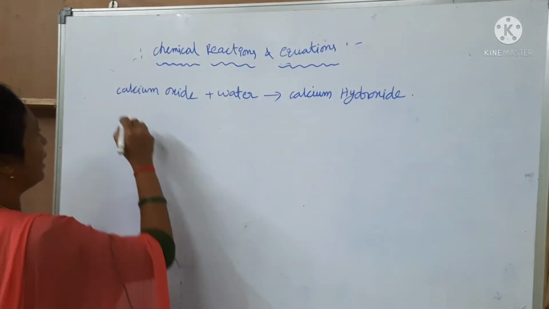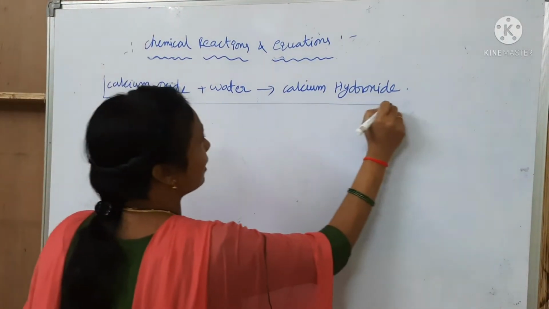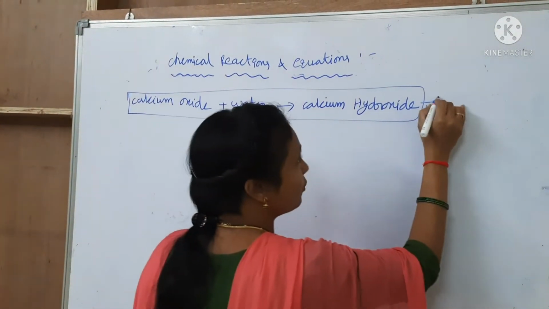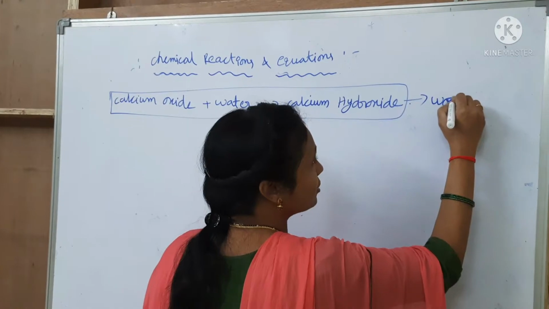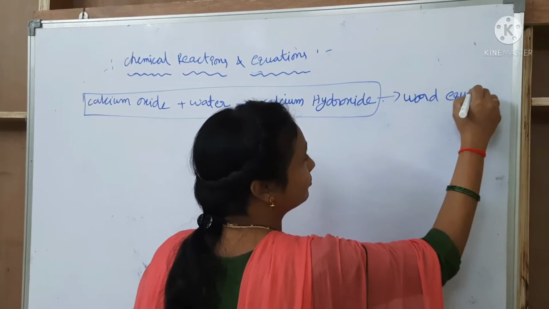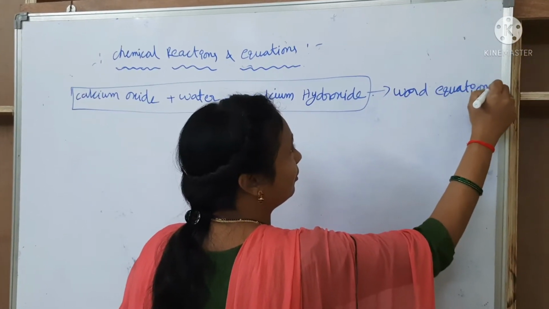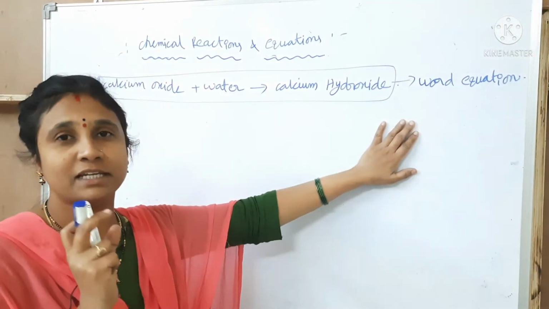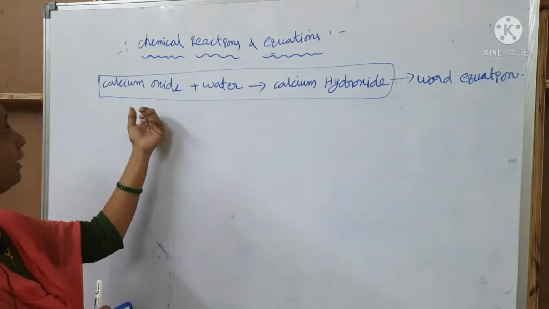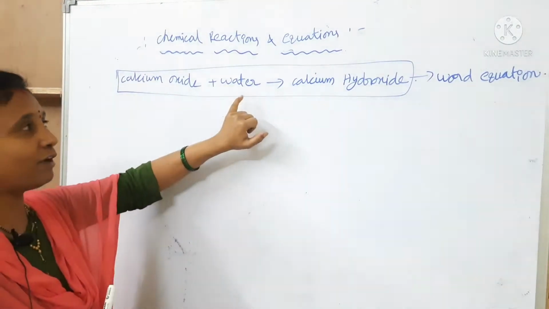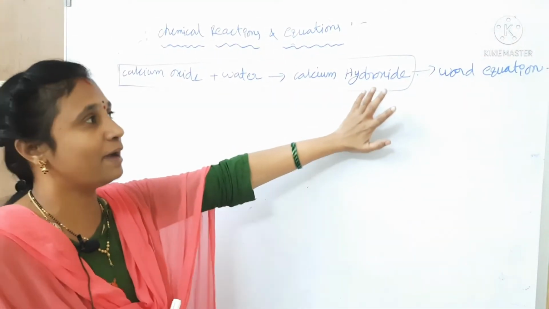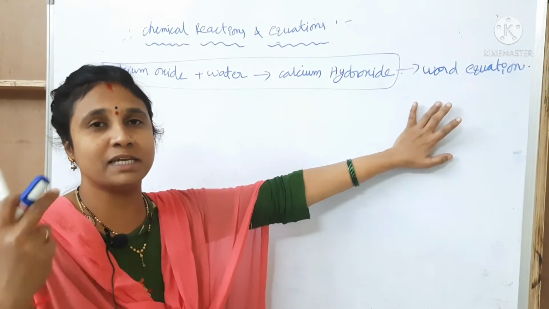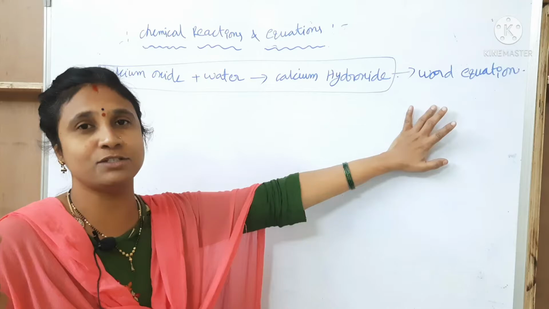This form is called a word equation. By using the word equation we can easily understand. Here, calcium oxide mixed with water gives calcium hydroxide. This is the word equation, and by seeing it we can easily understand.